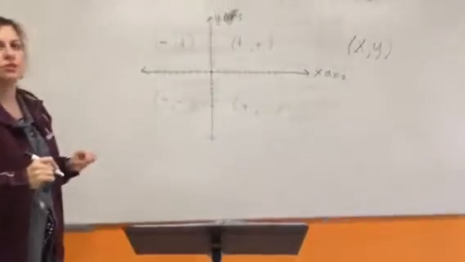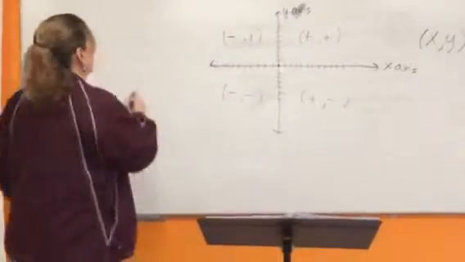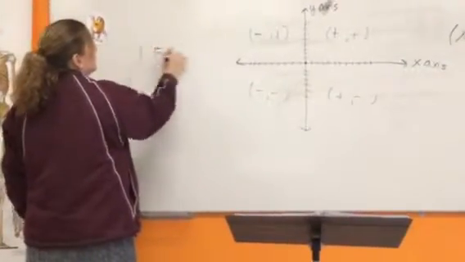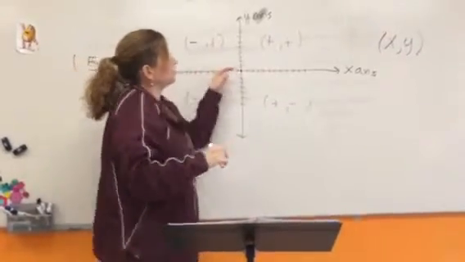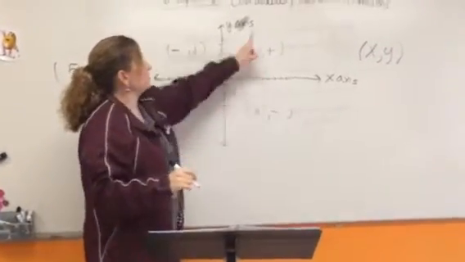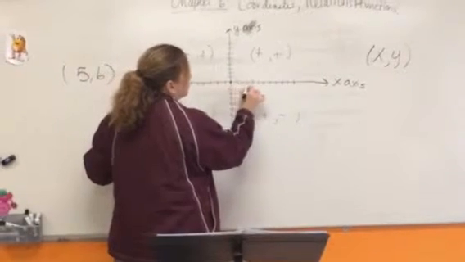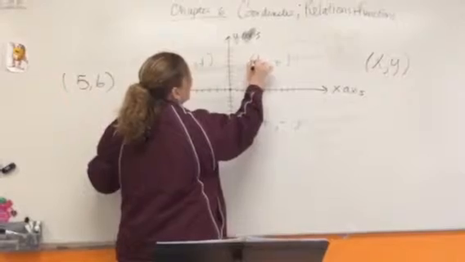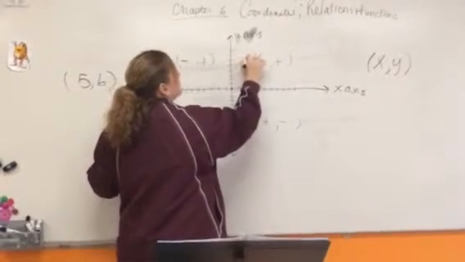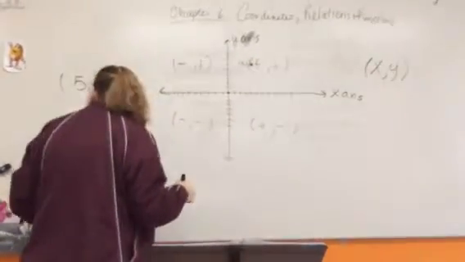So if I asked you to graph the ordered pair of 5, 6, that means your x is positive, so you're going to go that way. Your y is positive, you'll go that way. So you're going to count over 1, 2, 3, 4, 5, then go up 6, 1, 2, 3, 4, 5, 6. And you'd put a dot there, and you could label that 5, 6, okay?